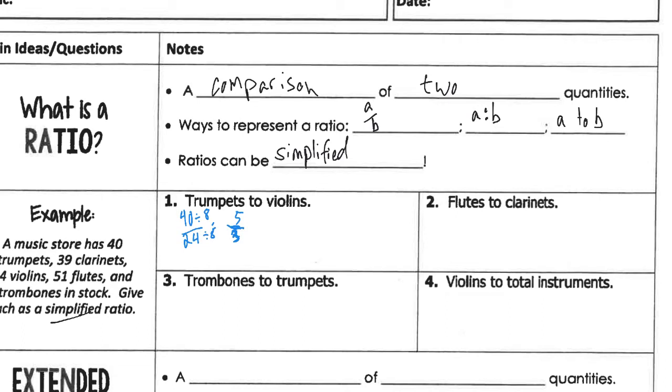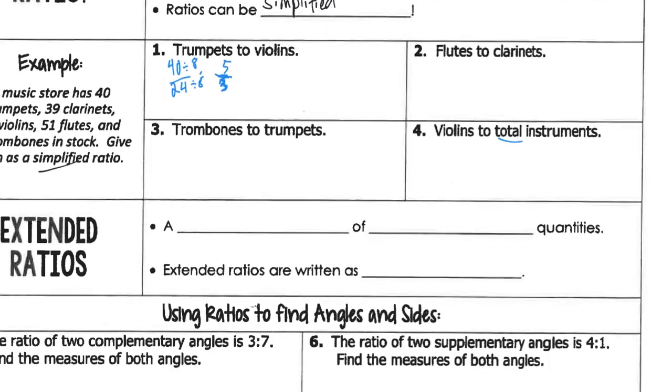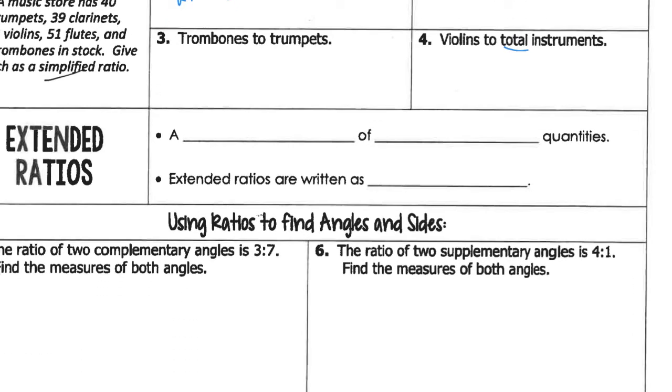ratio, 5 to 3. Okay, so do the same thing for the flutes to clarinets, trombones to trumpets, violins to total instruments. The total instruments, you'll just add up all of the instruments that they have listed over there and put the violins over the total. So that's the top of your notes page.